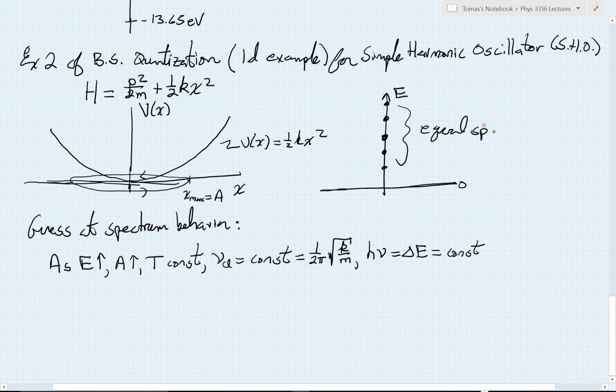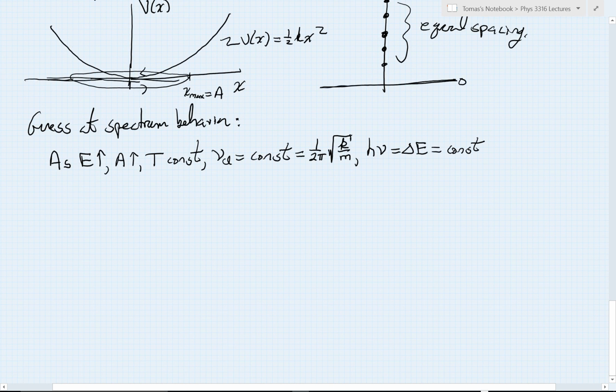Now that's a pretty powerful statement. The question is whether or not it actually is true and whether or not our Bohr Sommerfeld condition can reproduce that type of behavior. So let's now carry out the Bohr Sommerfeld analysis for this system.